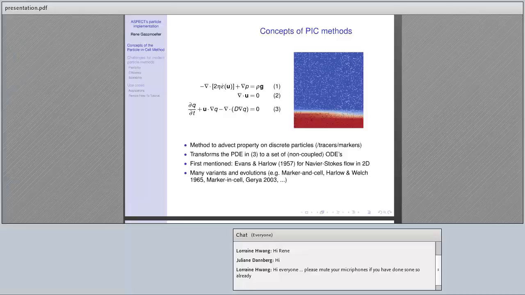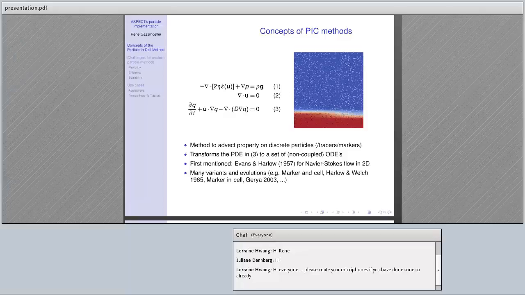And then there's another set of equations that is usually used to advect some kind of quantity Q. This might be temperature, this might be composition or something else. But in general, it's an advection or advection-diffusion equation that in many cases is advection dominated and poses some specific problems. In particular, it is hard to advect sharp gradients, as we, for example, are interested in the Earth.